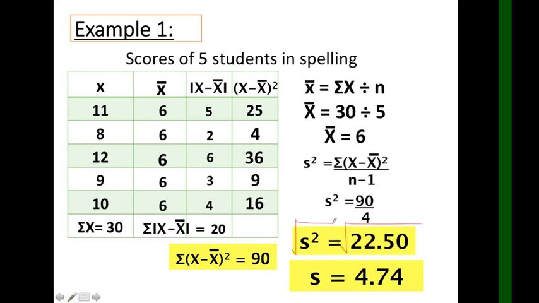When you take the square root of the squared variable, the square cancels. So it becomes S only. And the square root of 22.50 is 4.74. That's why the standard deviation of the scores of 5 students in spelling is 4.74.